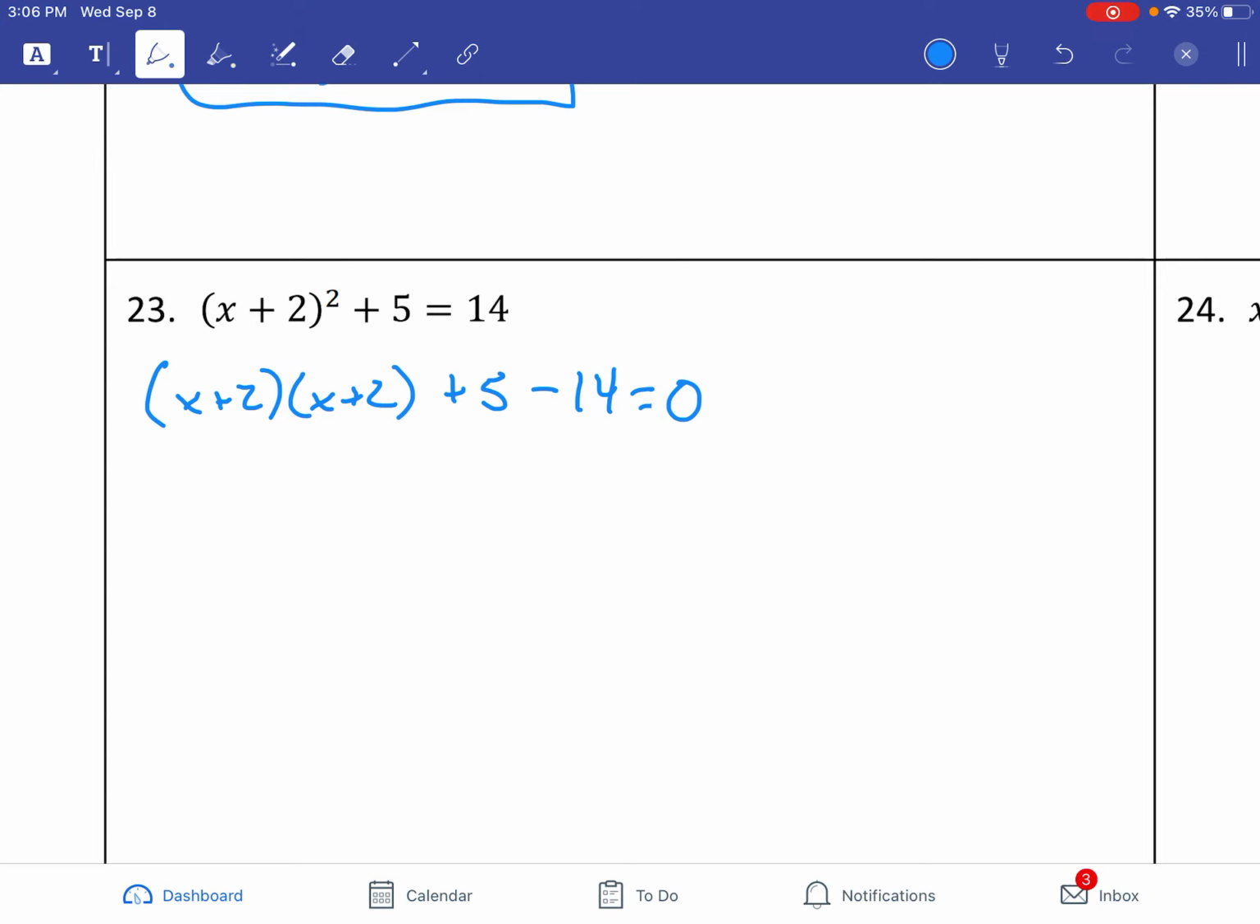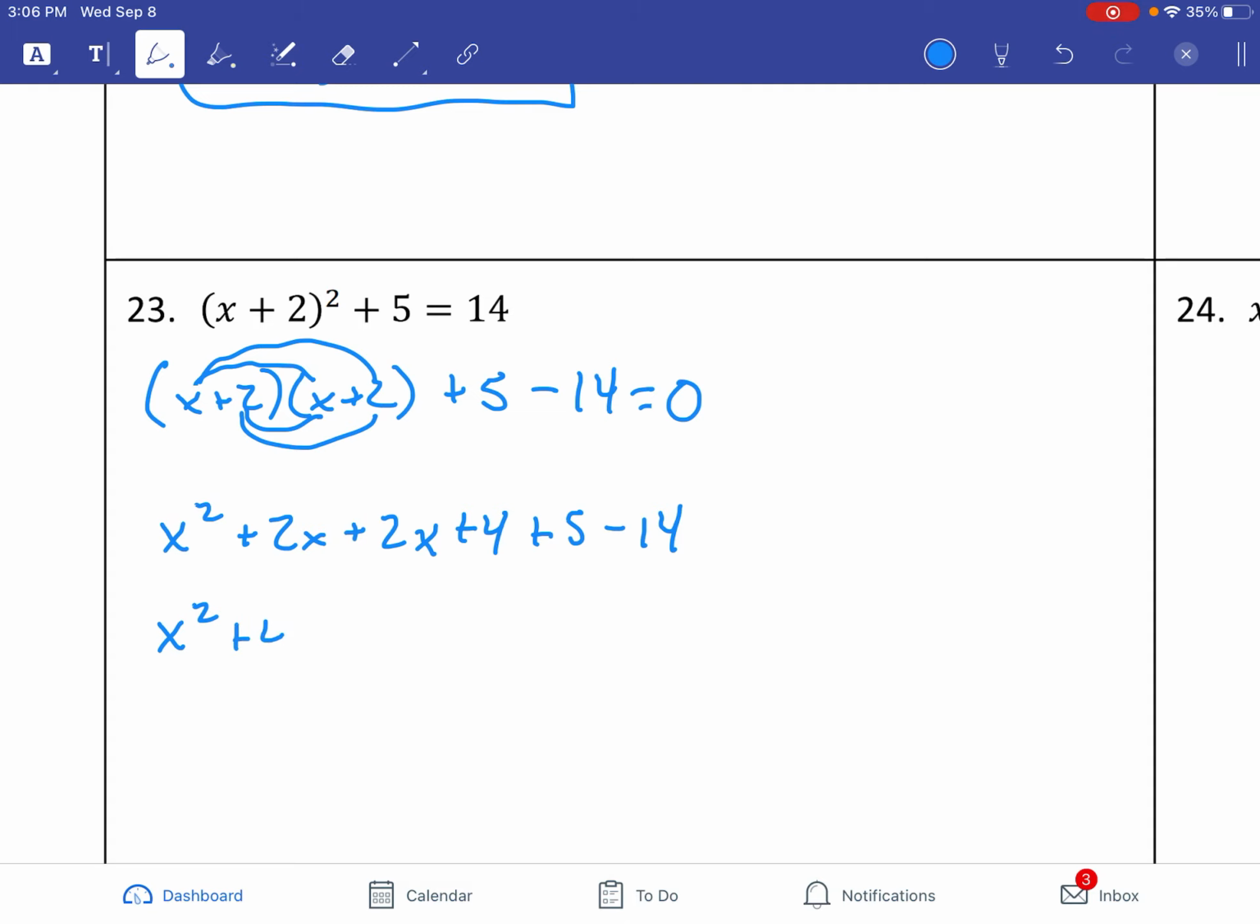Okay, so if I multiply the x plus 2's, x times x is x squared, x times 2 is 2x, 2 times x is 2x again, 2 times 2 is 4. And then plus 5, and then minus 14. All right, I'm going to combine my like terms. The x squared has nothing to combine with. The 2x's, there are two of them, so it's going to be 4x. And then 4 plus 5 minus 14 is going to be, let's see, negative 5. And that's going to equal 0.